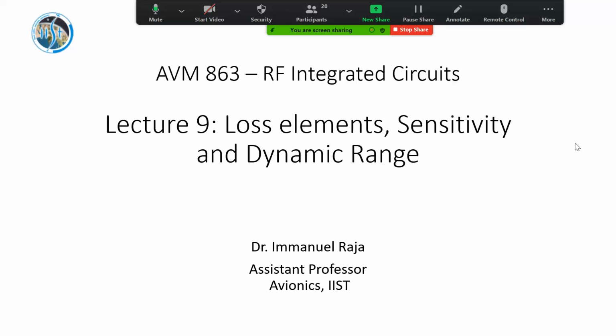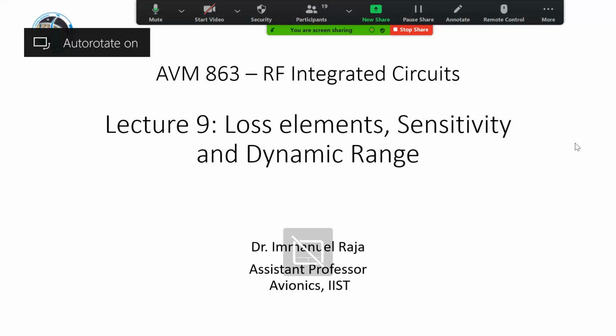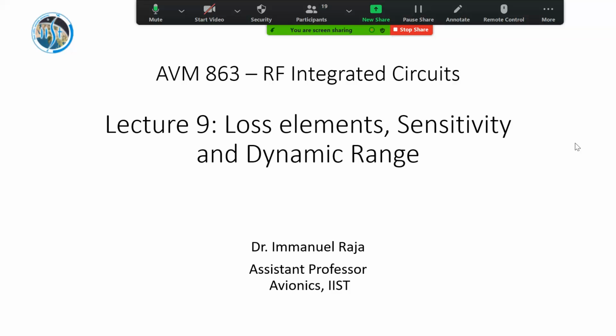So today in this class we'll look at some pretty interesting stuff, which forms the backbone of many RF communication system calculations. Okay. So just continuing with our discussion on noise figure.